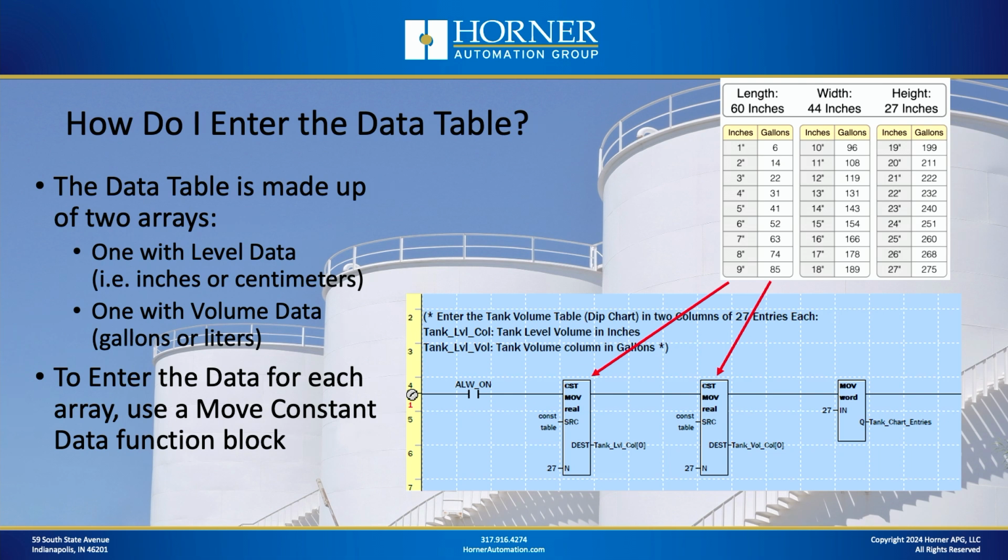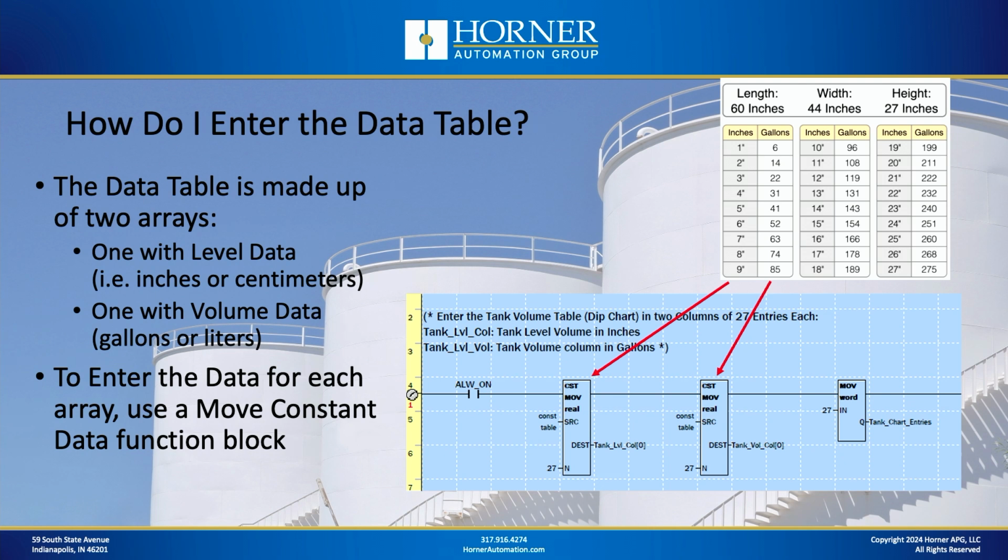So if I were to read down the inches column right now from that chart on the screen, you'll see it's just in numeric order: 1, 2, 3, 4, 5, 6, 7, etc. Okay, so that's the data from 1 to 27. You're going to be listing that in the first constant move. In the second constant move, that's the gallons data or the volume data, and you can see the numbers there. At the top, the numbers that would need to be entered in order are 6, 14, 22, 31, etc. Okay?